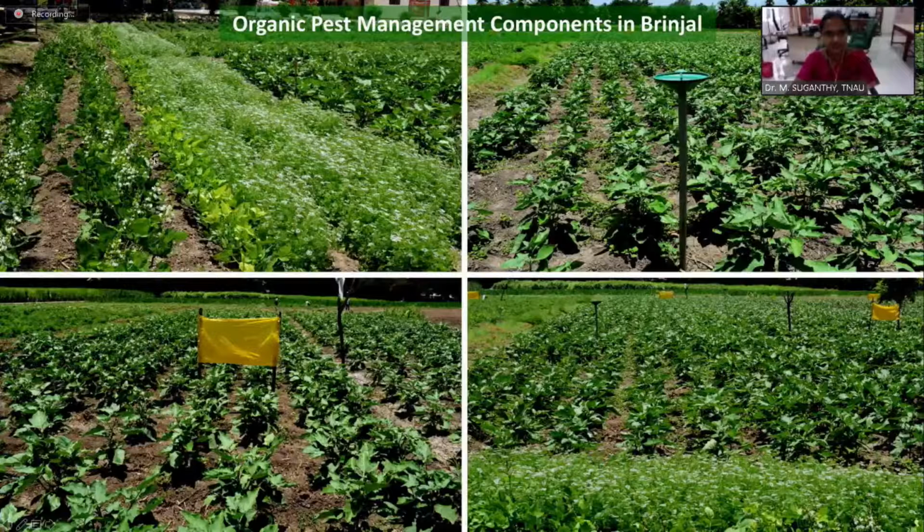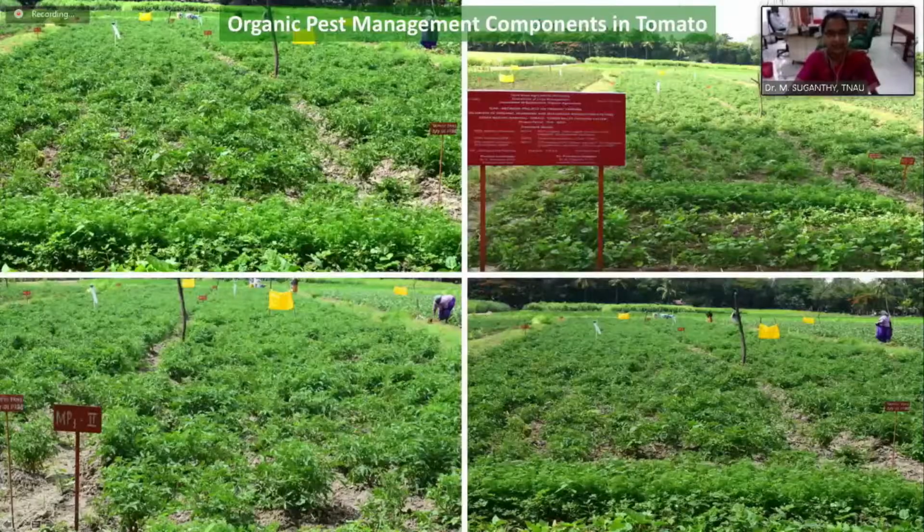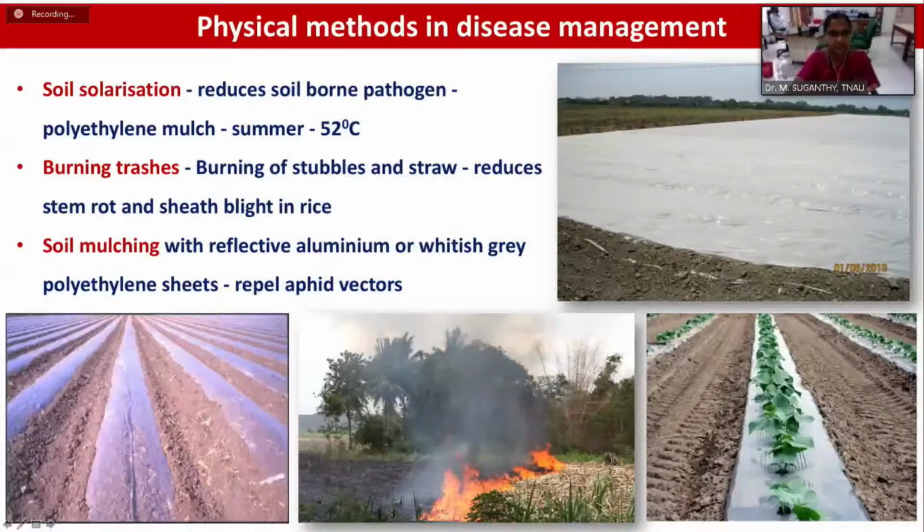Under physical methods, we have soil solarization, burning of trashes, and soil mulching to repel away the vectors. And the same botanicals that we have recommended for insect pest management can also be recommended for disease management. And the important biological control agents under disease management are Trichoderma viride and Bacillus subtilis. Both can be used as seed treatment and soil application. And Bacillus subtilis can be given as foliar application also.